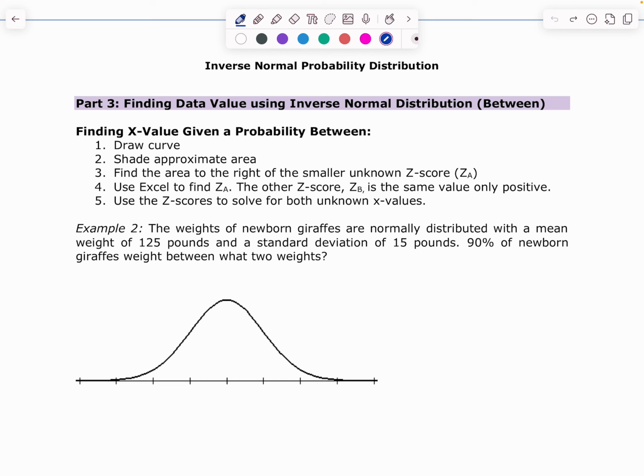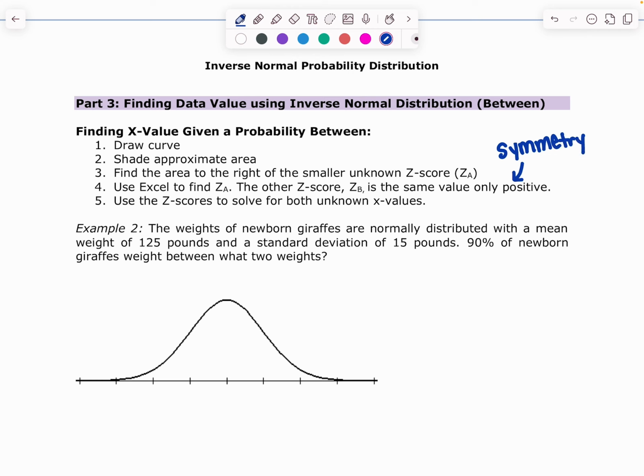But then we're going to find the area to the right of the smaller unknown z-score, which we're going to call ZA. Then we're going to use Excel to find that ZA value. And then our other unknown z-score, ZB, is going to be the same value but positive. We always know that it's going to be the same value but positive because of symmetry. And then we're going to use the z-score that we find and our x value equation to find both unknown x values. I wanted to write in here symmetry. This is because of symmetry.